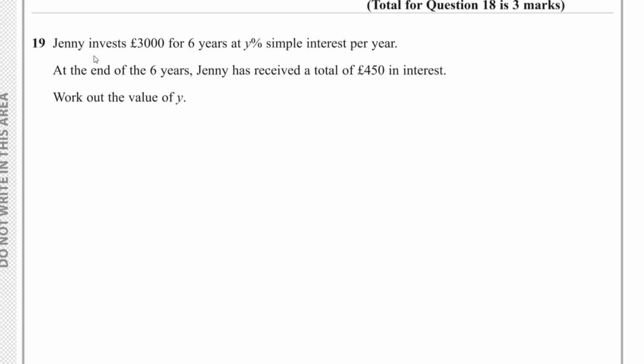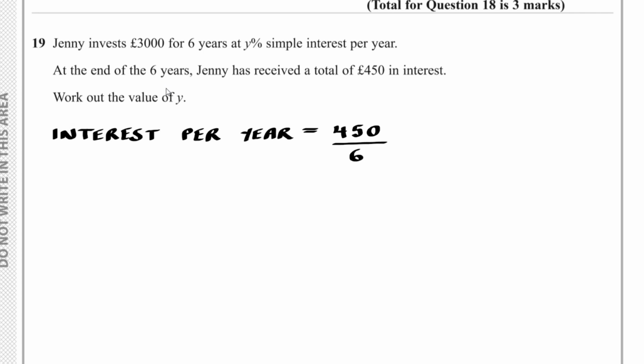Question number 19. Jenny invests £3,000 for 6 years at Y% simple interest per year. At the end of the 6 years, Jenny has received a total of £450 in interest. We have to work out the value of Y. Well, what we can do is find out how much interest we have per year. So the interest per year is equal to 450 divided by 6, which is 75. So we have £75 per year interest.